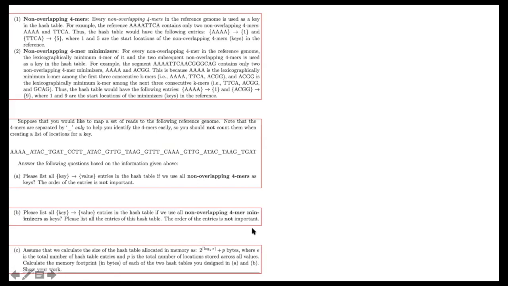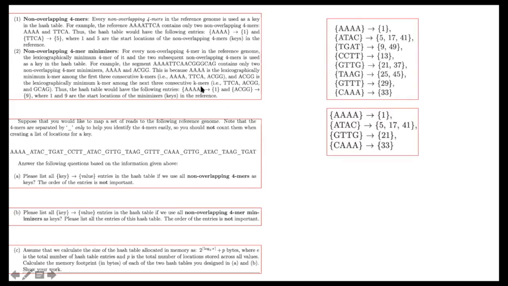So in C, assume that we calculate the size of the hash table allocated in memory with this equation, and this equation gives you the memory footprint in bytes, where E is the total number of hash table entries and P is the total number of locations stored across all values, which is the second column basically in the hash table. Now we want to calculate the memory footprint in bytes of each of the 2 hash tables you design in A and B, and you need to show your work. Okay, so this is for your reference.